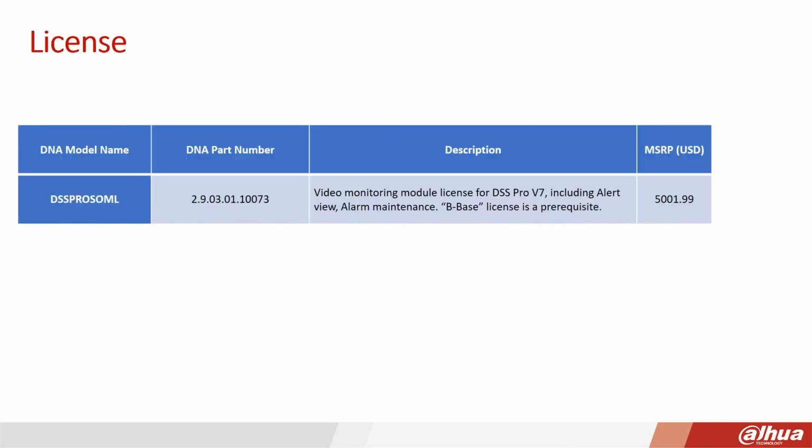Before I jump into that, there is a license to activate that alert view monitoring module. Here's the license model number that needs to be purchased. On top of that, your customer will need the base license, which is a prerequisite. They need both licenses to be activated. And this is the MSRP pricing in US dollars. So again, both licenses are needed.